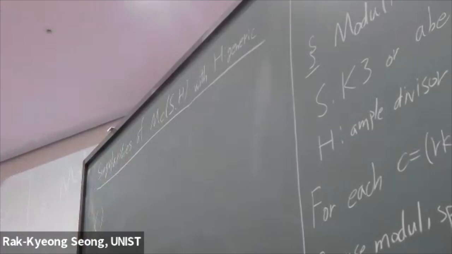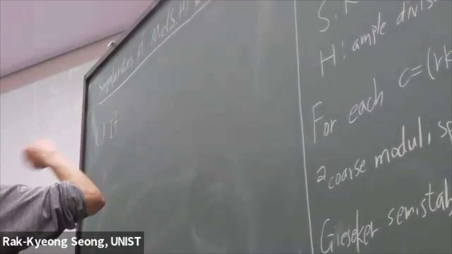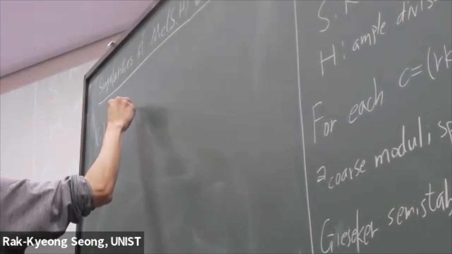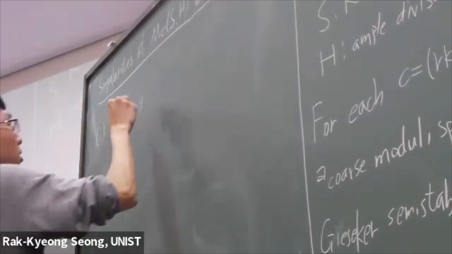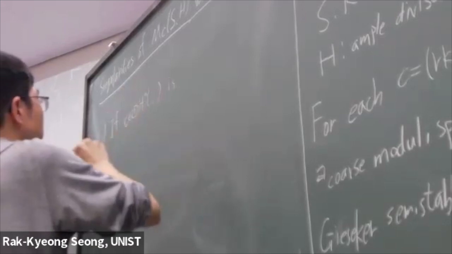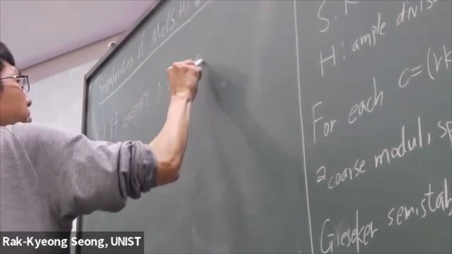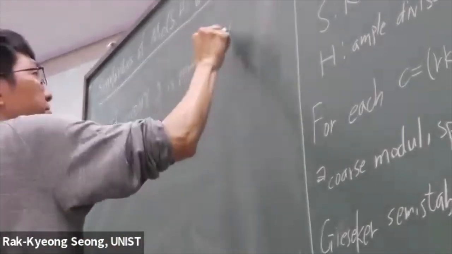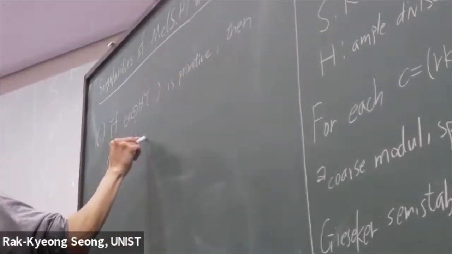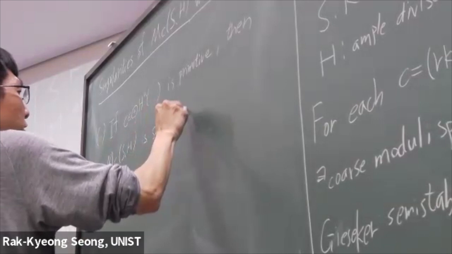Then there are roughly three cases. The first case is when the numerical class c, which is an element of some cohomology group, is primitive in this Abelian group. Then the corresponding moduli space is smooth and also symplectic.